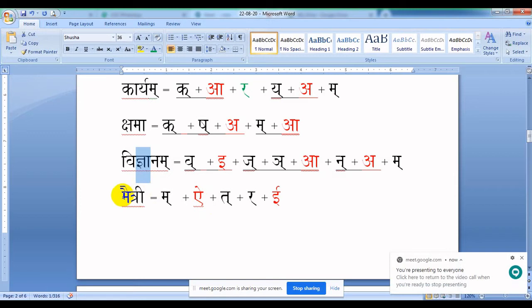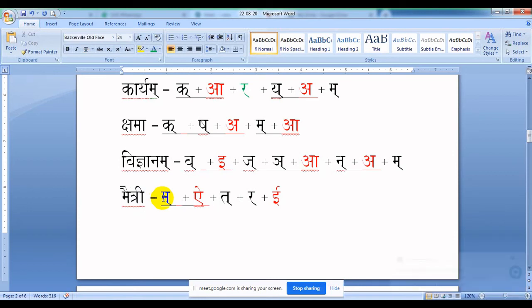Next we have the word maitri. You can check maitri. My first letter, ma plus which vowel is there, student? Which vowel is there in my? I vowel is there. My three. Now this one is a mixed letter again. Three is made of two consonants, ta plus ra, and one vowel, long e. Three. My three. Okay. My three.